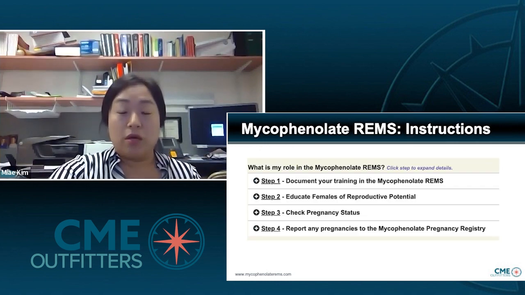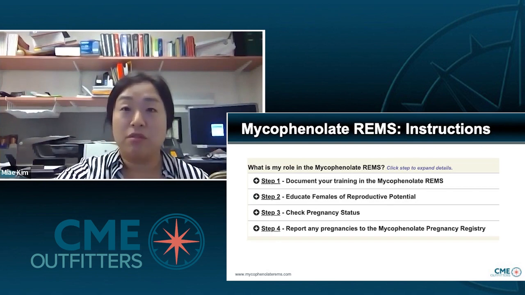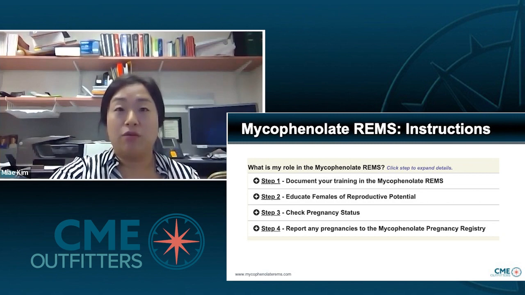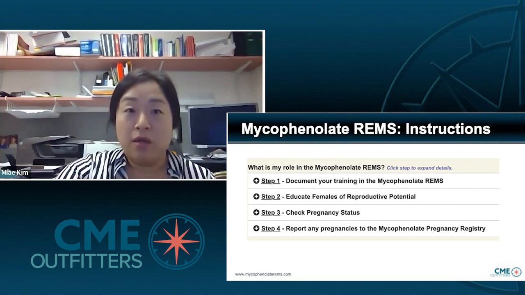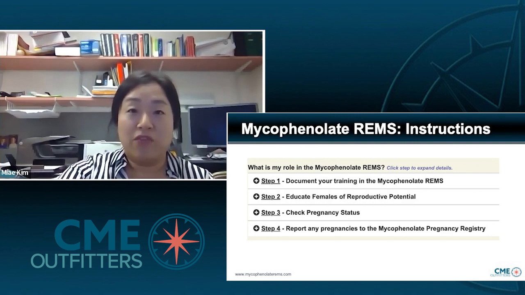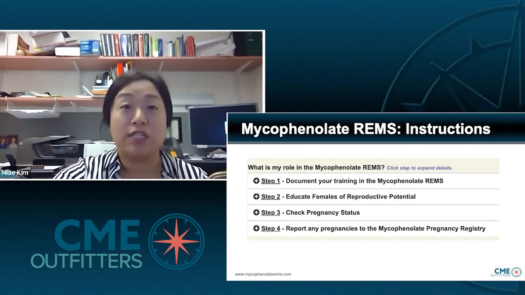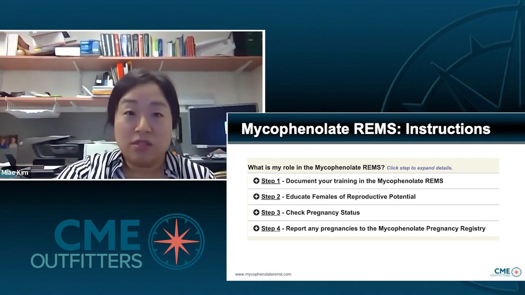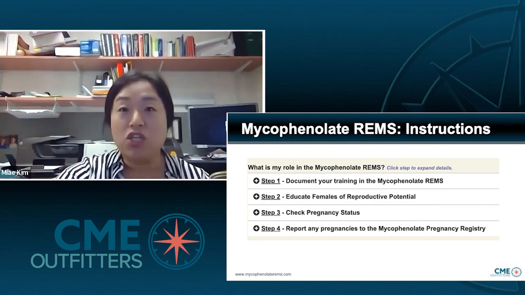When you go to the Mycophenolate REMS website, you can see the responsibilities of the different stakeholders. For example, here are the roles of the providers in the MPA REMS program. Document your training in the Mycophenolate REMS, educate females of reproductive potential on the fetal risk and contraception, check pregnancy status immediately before and 8 to 10 days after the initiation of an MPA product.